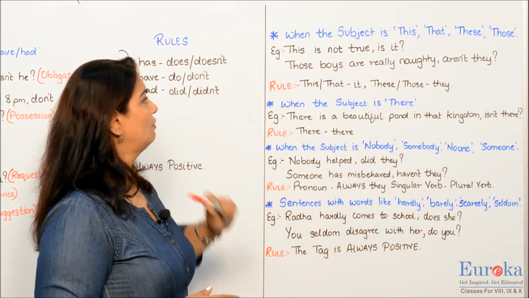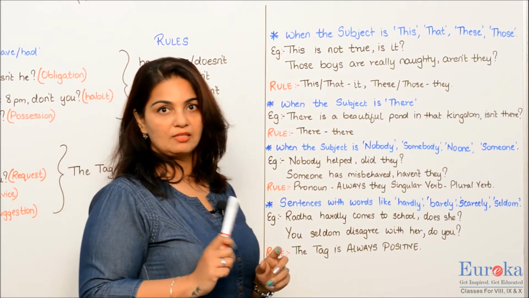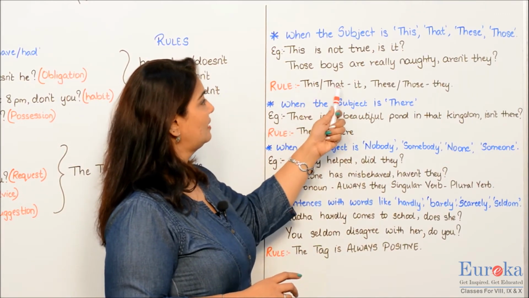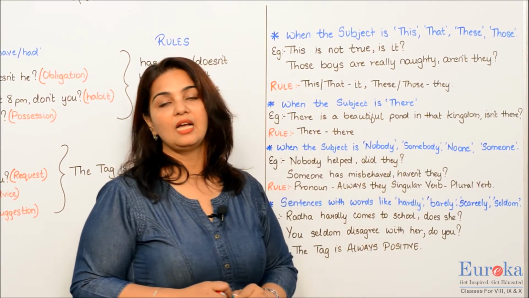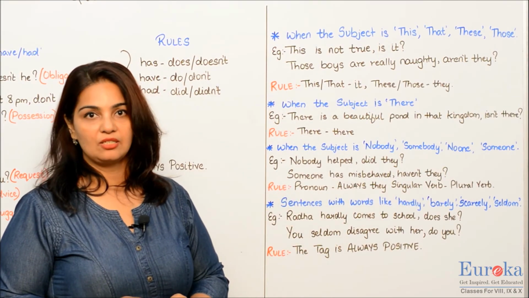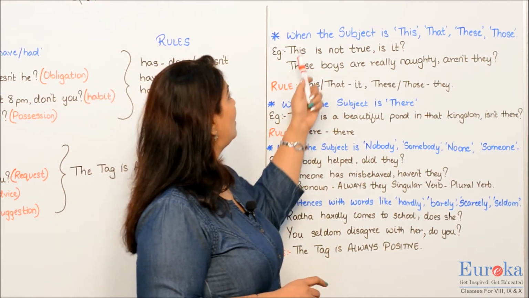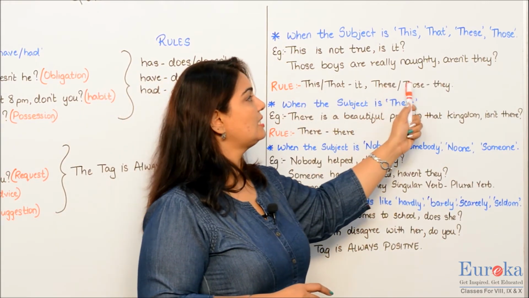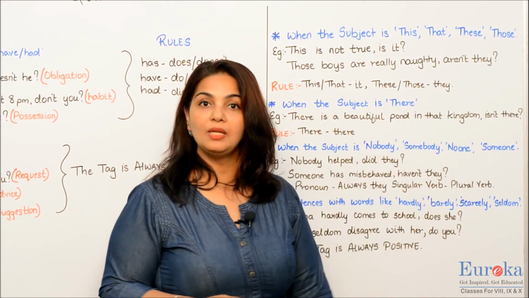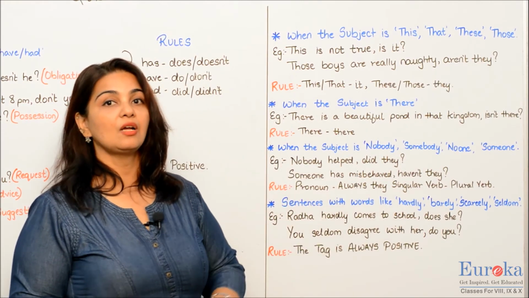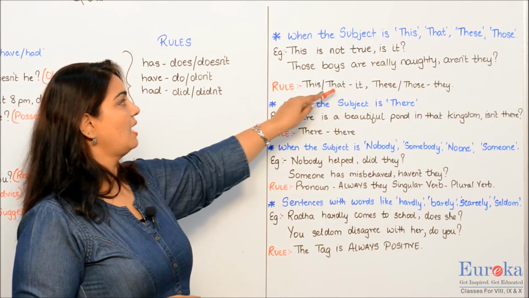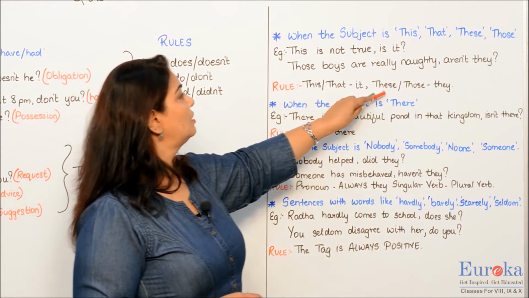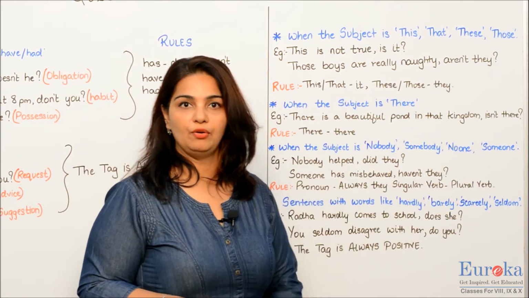Now what is the rule of this? If the subjects are this, that, you will end the tag with the pronoun it. And if the subjects are these and those, you will end the question tag with the pronoun they. That means this, that are singular, these, those are plural.